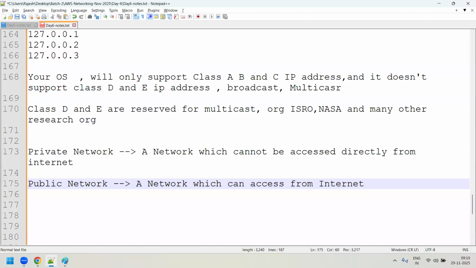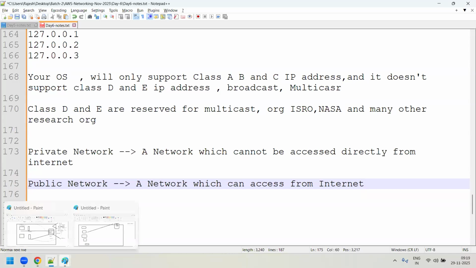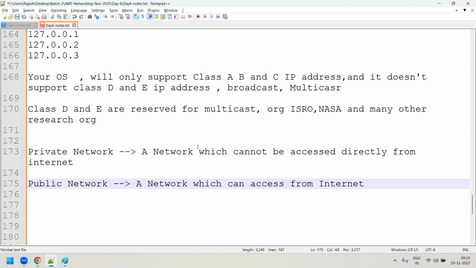Now I have a question: my system, my laptop, am I connected to the private network or the public network? Private. Any other answer? Why not public? One is saying private IP address and the other is public IP address. Which is the one you are connected to? So guys, we are actually connected to the private network, not the public network.